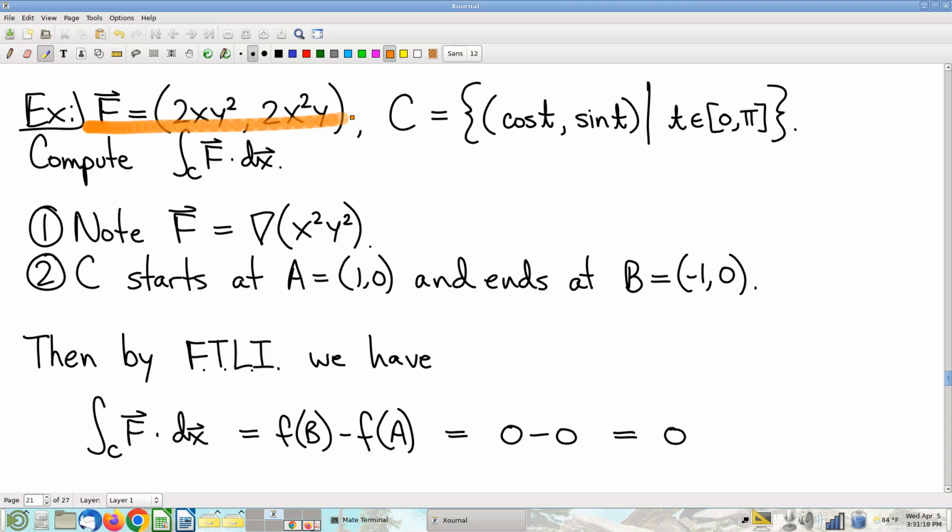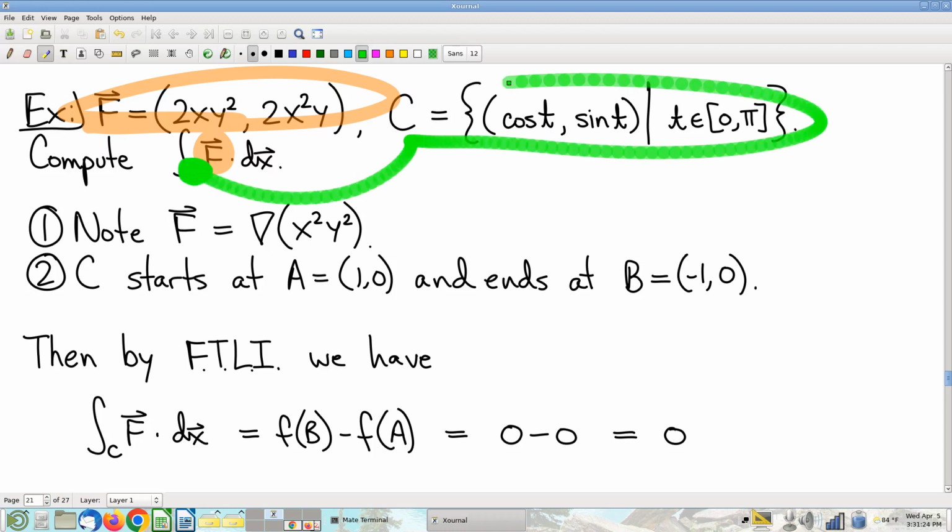Here is a vector field, and I want to compute its line integral over this curve. So, curve given, vector field given, compute the vector line integral.